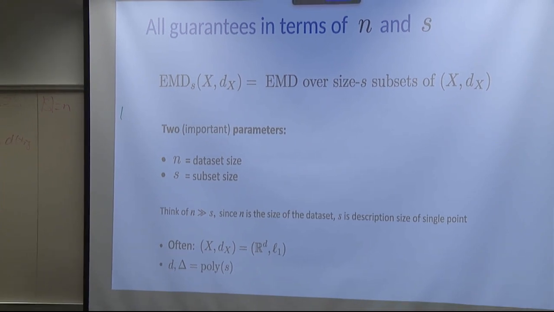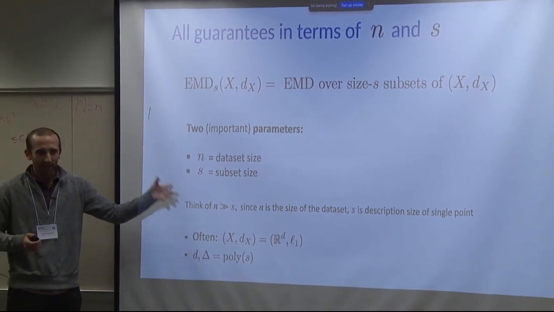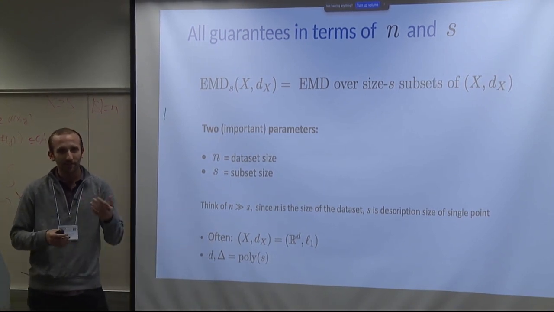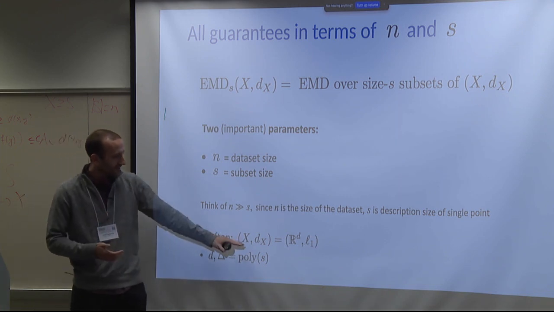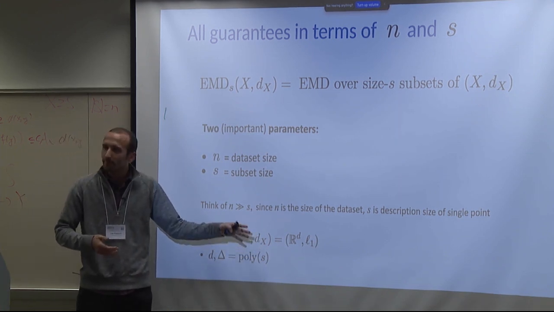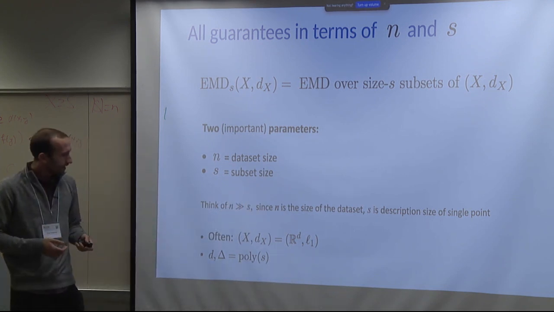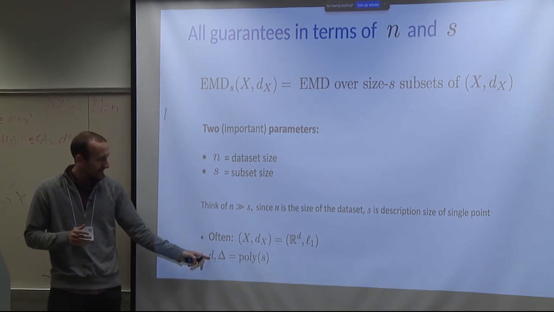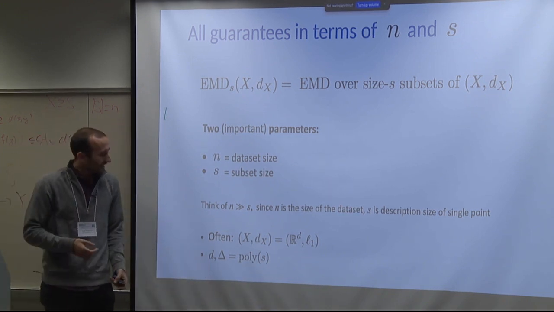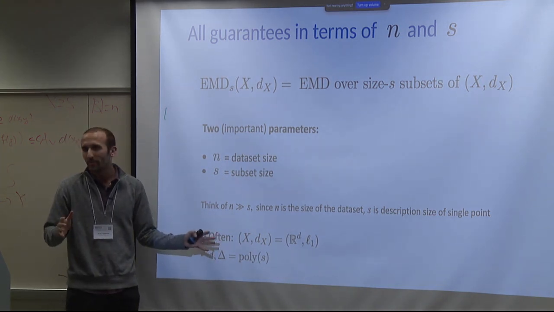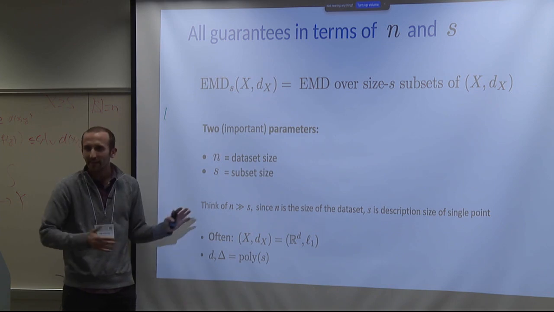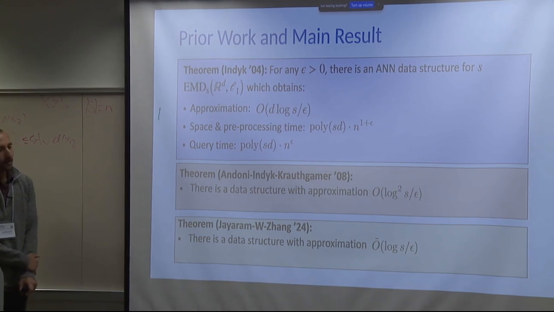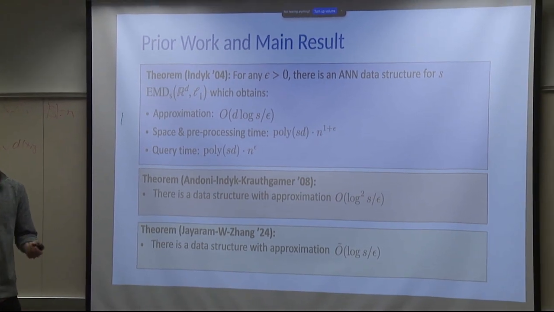Oftentimes, the underlying ground metric, and like I said at the beginning, the one that we care about is Rd with L1. But as we'll see, with this notion of probabilistic tree embeddings, it'll be very useful to change the underlying metric X, and instead of making it Rd, make it a tree. And then finally, it turns out that for this specific problem of nearest neighbor search, it suffices to think about the underlying dimensionality d, as well as the aspect ratio delta, as some polynomial in s. So really now everything here depends on n and s. Okay, let me tell you about the prior work and then our main result.